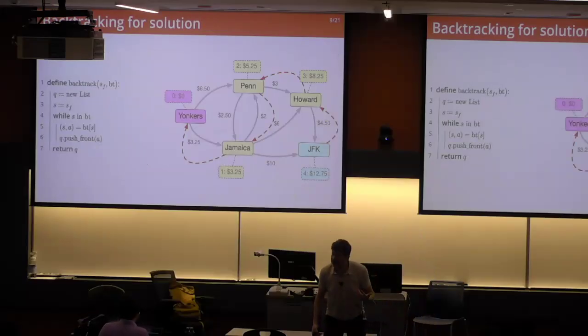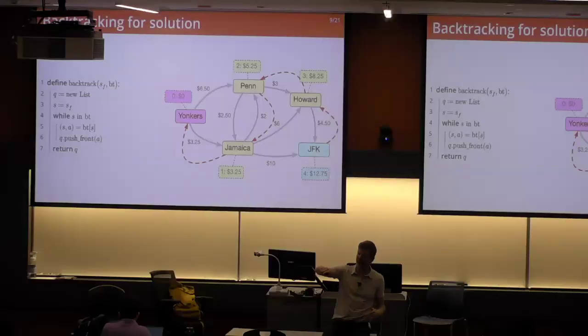We have the same idea of backtracking. I changed it slightly in this, but we'll backtrack, we'll create a list, and then we'll push the actions as we see them when we're going backwards from JFK to Howard to Penn to Jamaica to Yonkers. We're going to keep pushing the action that gets us there to the front of the queue. So we have to backtrack, but of course, the result we want to work forwards. Same as last time, really.